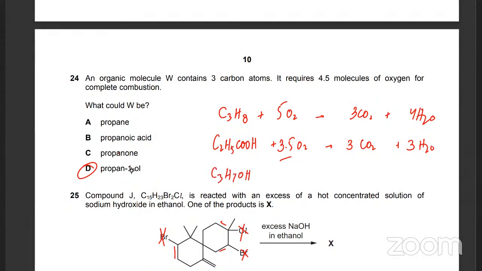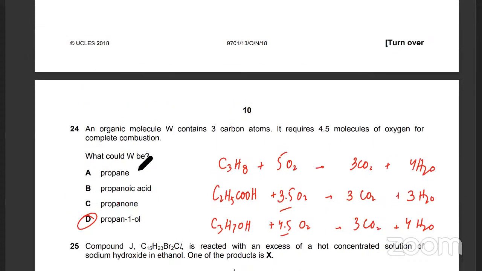C3H7OH. So 3 CO2s, 4 H2Os, and that's 10 oxygens. So this is going to be 4.5. This side has 10 oxygens, and there's 1 oxygen already over here, so you need 9 oxygens. So this is going to be 4.5. That's the answer. D is the answer.